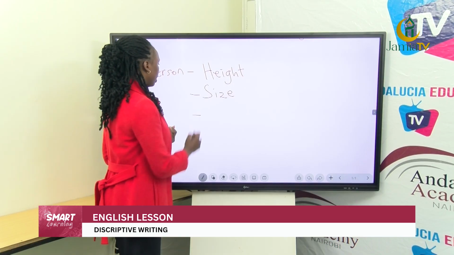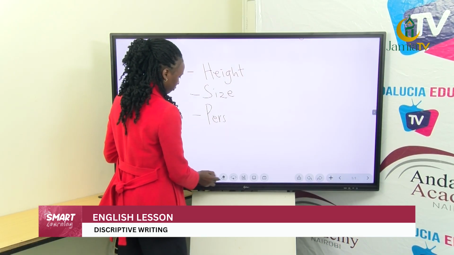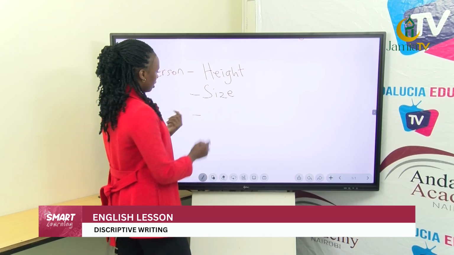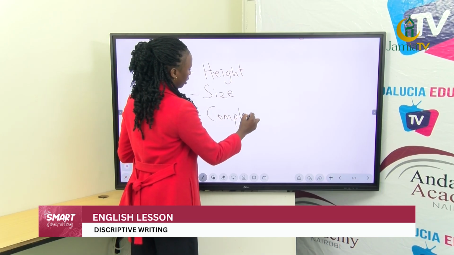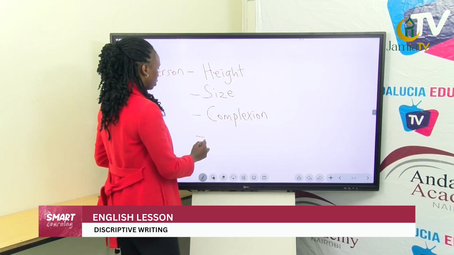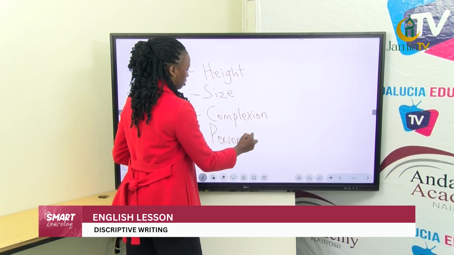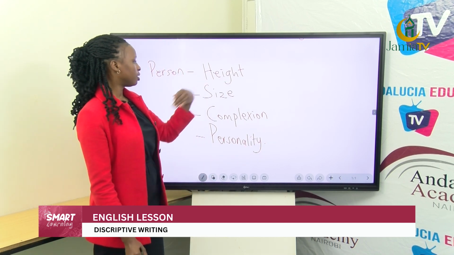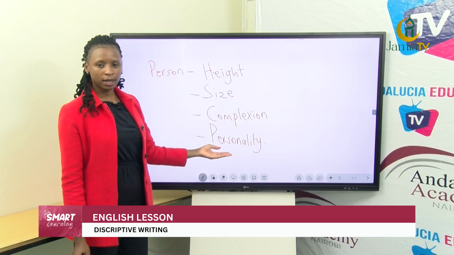So we are looking at their personality, but first, let me talk about the physicals that we can see. We have height, size, complexion, their skin tone. And again, I believe you know how to describe somebody's complexion. And then we are talking about personality. Personality is general. How would you describe somebody's height? How would you describe size? How would you describe complexion and their personality?